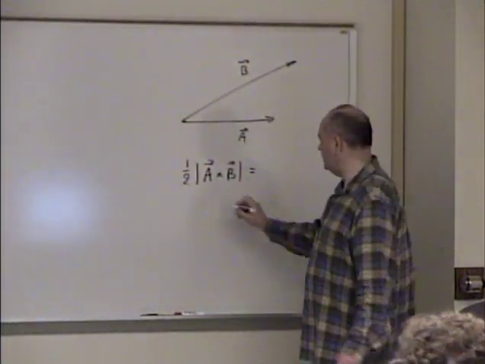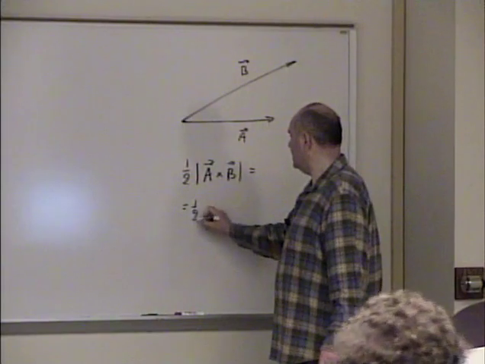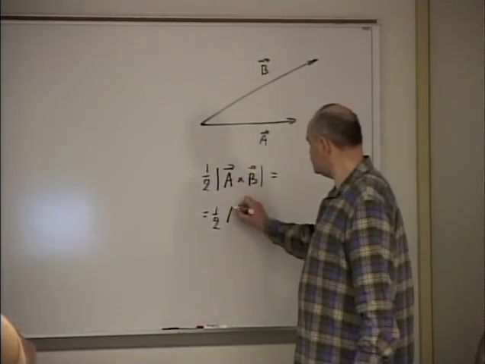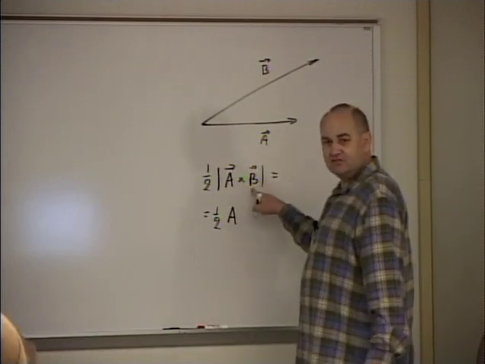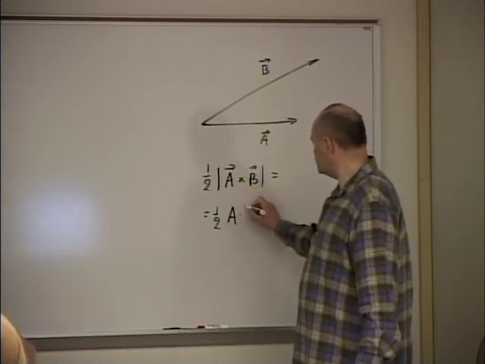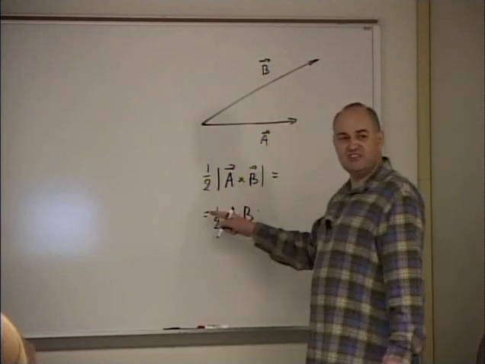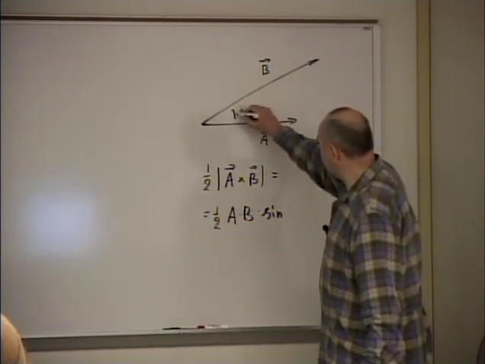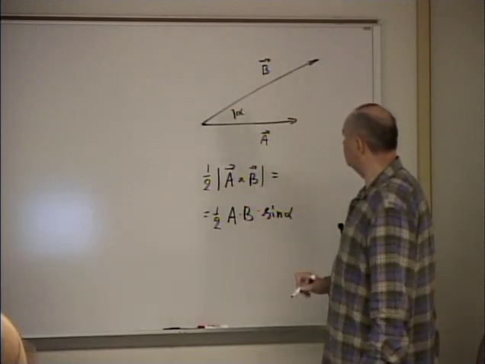So I'm going to get 1/2 the magnitude of the first vector times the magnitude of the second vector times the sine of the angle between them. So here is that angle.